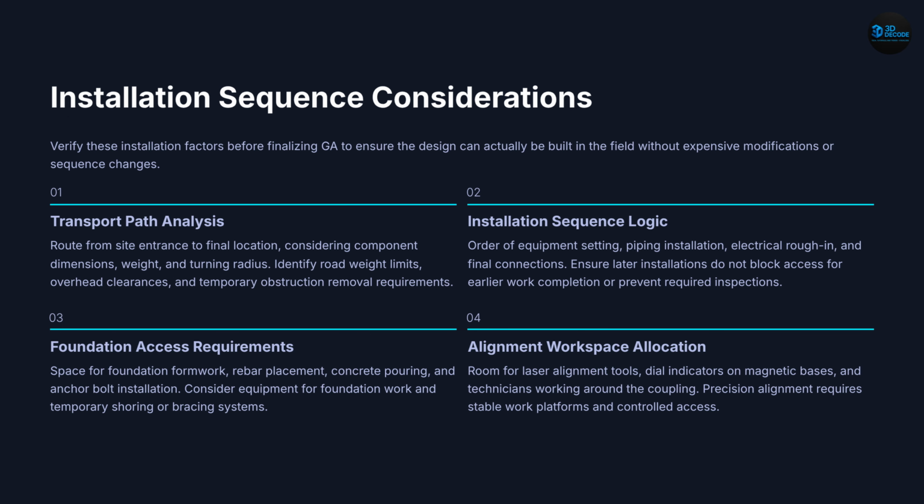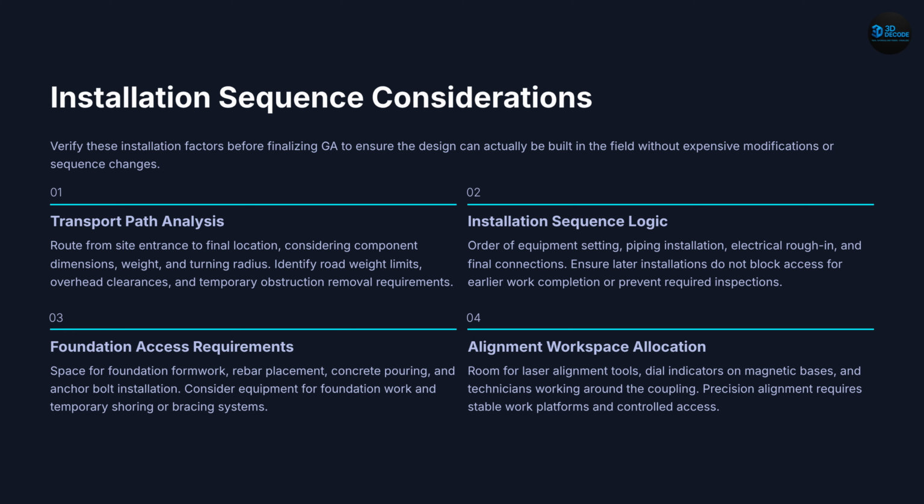Next, installation sequence considerations. Now let's talk about something most beginner engineers never think about. Can this design actually be built? Because installation sequence planning is a massive part of industrial engineering. First, transport path analysis. Can the equipment physically reach the site? Are roads wide enough? Are turning radiuses sufficient? Are overhead structures blocking transport? Now imagine discovering on delivery day that the motor cannot enter the building. That's a real industrial problem.